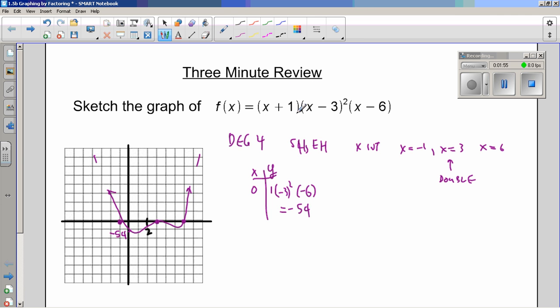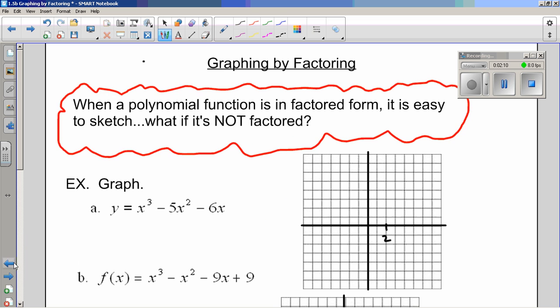Now, the big question that we're actually going to spend several days answering is, what happens if the function isn't in factored form? You know, we could do a pretty good job with the graph if it was in this factored form, but what happens if it's not factored?